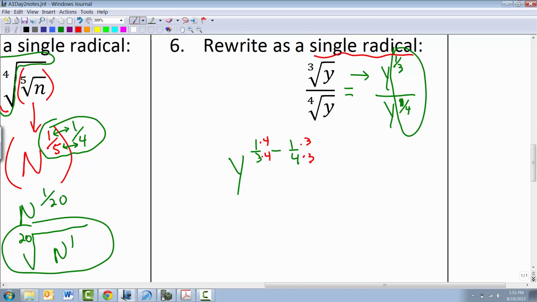Not the final answer, though. We need one more step. But what's 4 minus 3? 4 minus 3. And then 12, 12, 1 12th. So the final answer is the 12th root of y to the first.